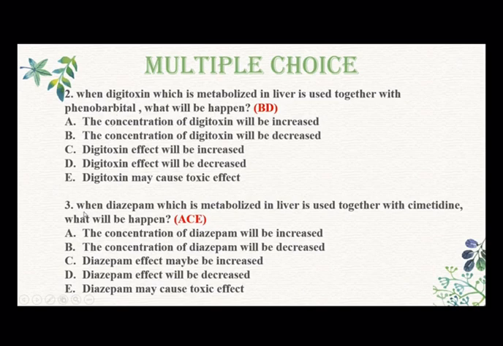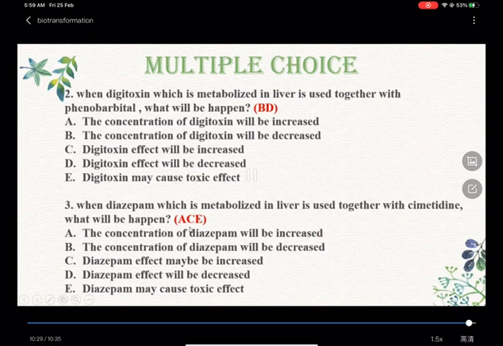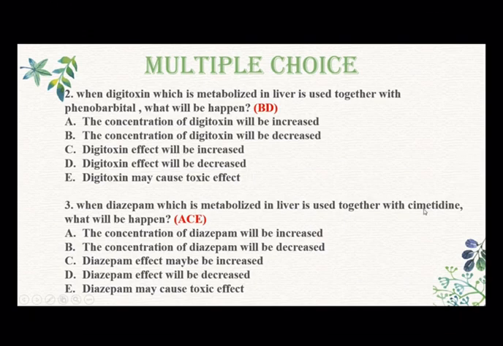3. When diazepam, which is metabolized in the liver, is used together with cimetidine, what will happen? A. The concentration of diazepam will be increased. B. The concentration of diazepam will be decreased. C. The diazepam effect will be increased. D. The diazepam effect will be decreased. E. The diazepam may cause toxic effect. The answer is A, C, E, because cimetidine is an inhibitor of the enzyme.